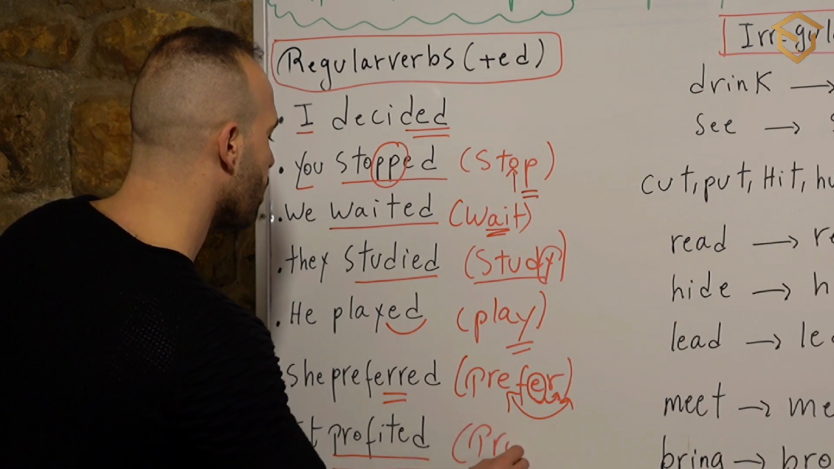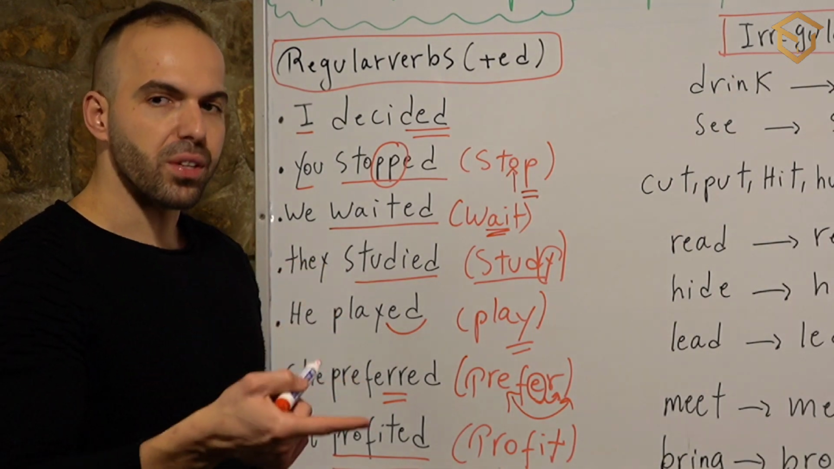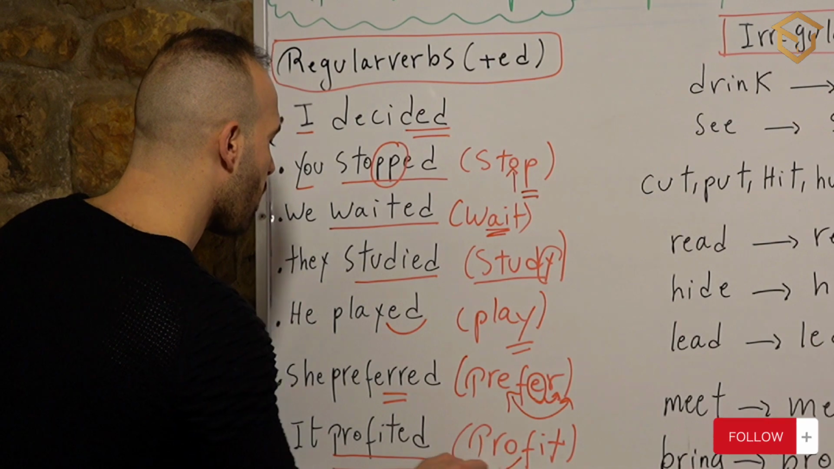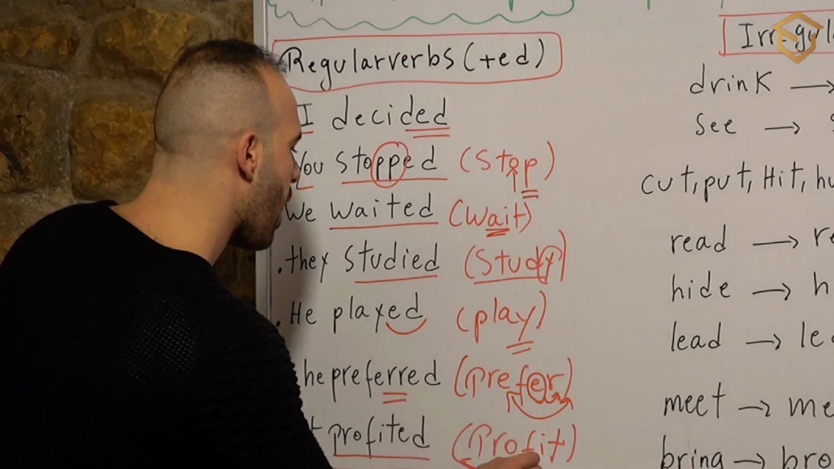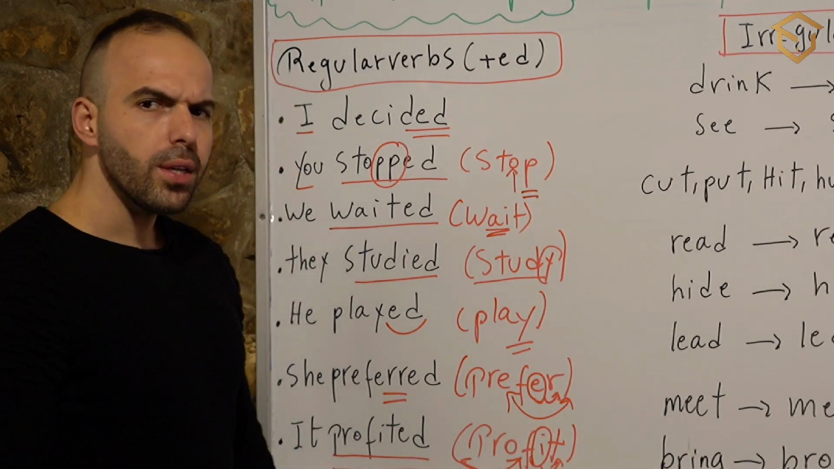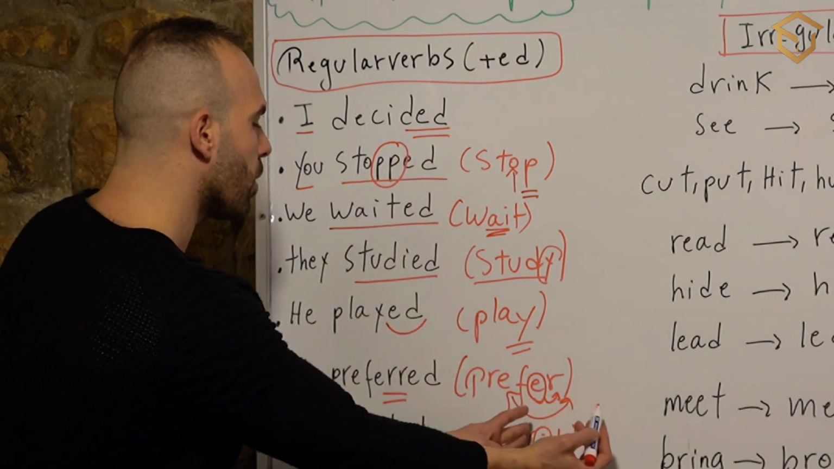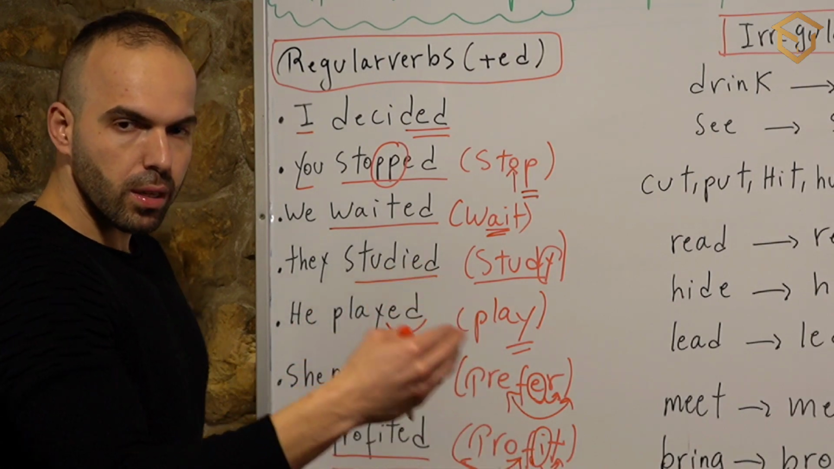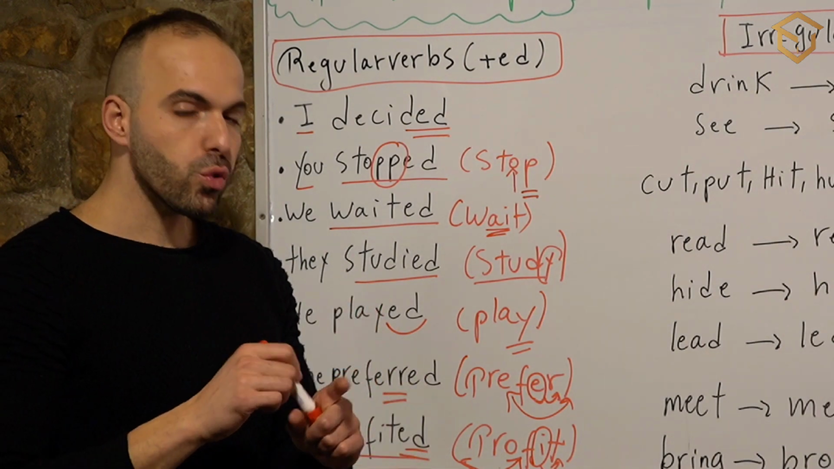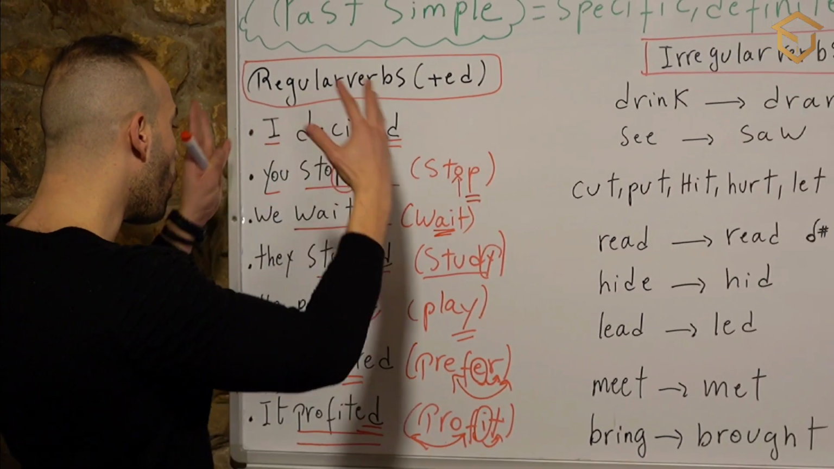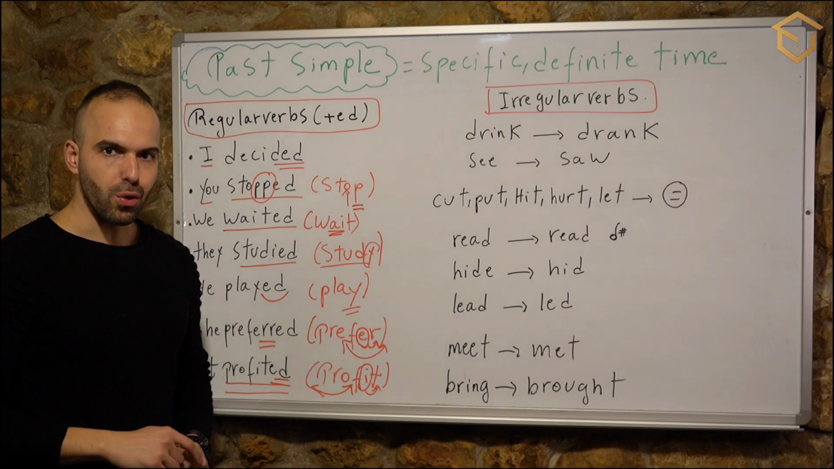Moving to the last case, it profited. The original form is profit. As you can see, profit. The stress here is on the first syllable. I know you might be wondering why. Okay, we have a vowel that comes before the last one. Why didn't we double the T? We don't double the T because the stress here is not on the last syllable. It's on the first syllable. Profit. So we just add -ed to it. So I want you to focus a lot on all of these rules to make sure that you fully write the verb in the past simple form.